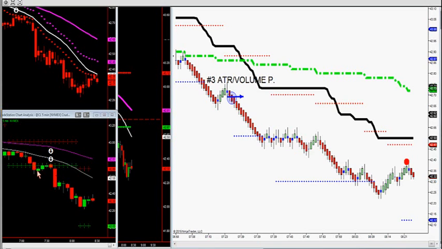As you can tell, we broke through the 70 level. It retested. Look how it did on our pull-in. It broke. It retested for a number 3 trade off of volume profile. But look how it had ATR confluence.